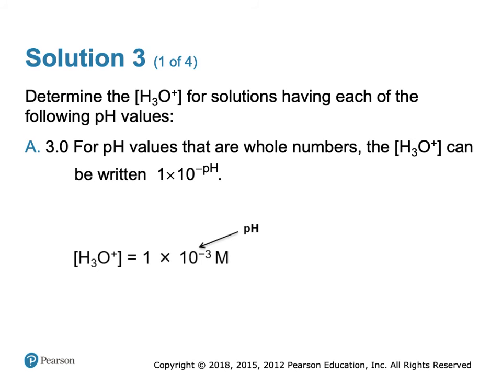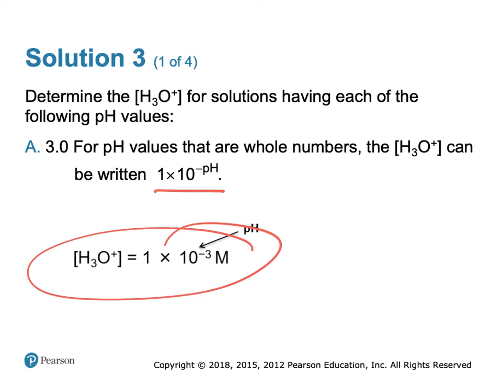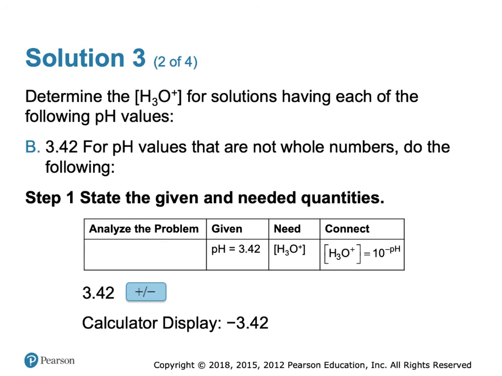So these next couple of slides just step you through the calculation that I wrote down on the previous slide. If you have a value that is a whole number for the pH, the hydronium ion concentration can just be written as 1 times 10 to the negative pH. And so that's what you see here. I did do the calculation out for you.